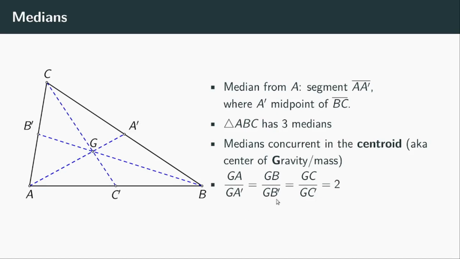Okay, and the other fact that we have is that the center of mass, the centroid, cuts each of the medians in a 2-to-1 ratio. So the ratio of GA over GA prime is 2, and that's true for each of the medians.